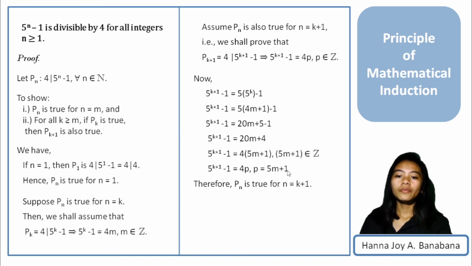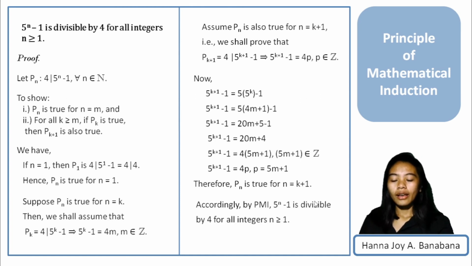So, we have already shown that 5 raised to k plus 1 minus 1 is equal to 4p, which is our goal to show. Therefore, P sub n is true for n equals k plus 1. Accordingly, by the principle of mathematical induction, 5 raised to n minus 1 is divisible by 4 for all integers n greater than or equal to 1.